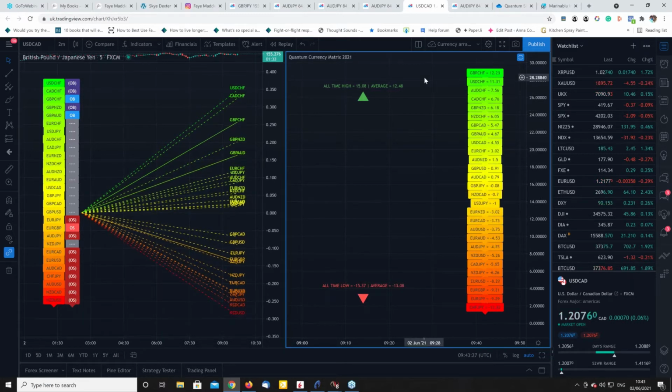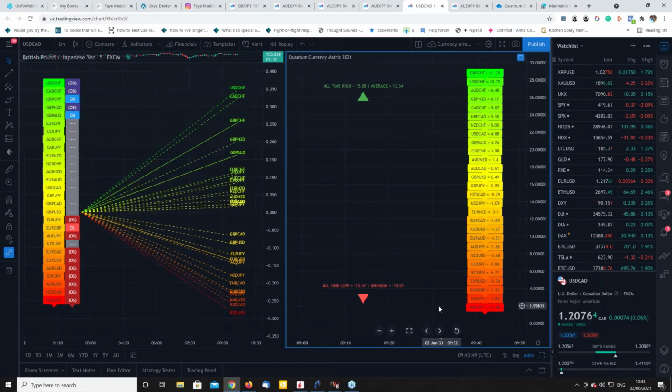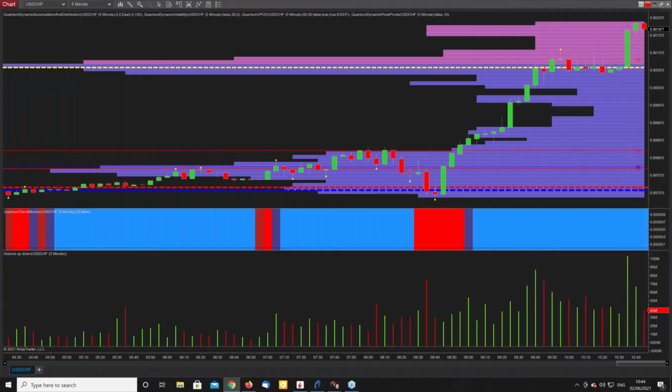This one, I've got this on 2 minutes at the moment. But you can see there the average is 12.3. So we're around about at the average, and the all-time high is at 15. And this is over a certain number of bars, which you can obviously change as well. Down at the bottom here, you've got 11.3 on the Swiss yen. 12.9 is the average and 15.3 is the all-time low. So it just gives you a sense of perspective, and obviously this works in all time frames. It gives you a sense of where the currency pairs are in terms of the ranking ladder on the currency matrix.